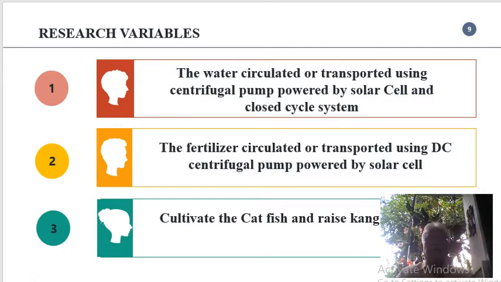The research variable. Number one, the water is circulated or transported using a centrifugal pump powered by solar cell in a closed cycle system. Number two, the fertilizer is circulated or transported using a DC centrifugal pump powered by solar cell. Number three, cultivate the catfish and raise the kangkung plant.